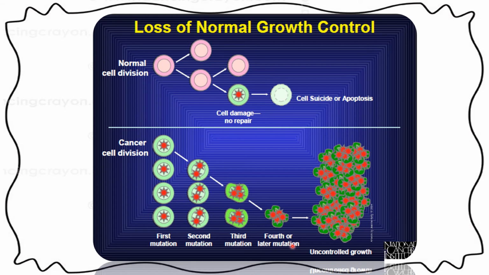So this is just another image of what happens when there is a loss of normal growth control. Here, this is normal cell division. Okay, when the cell is damaged, there is repair, or there is what we call cell suicide or apoptosis. While in cancer cell division, here is the first mutation, second mutation, it doubles, third mutation, it becomes 3, until the fourth mutation, it is layered, until it multiplies, with uncontrolled growth damaging the host.